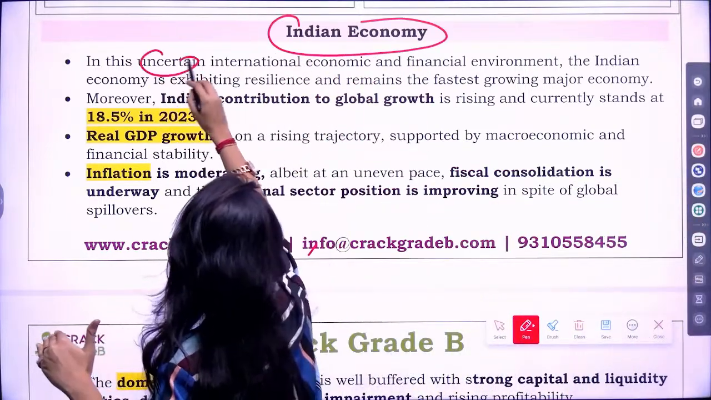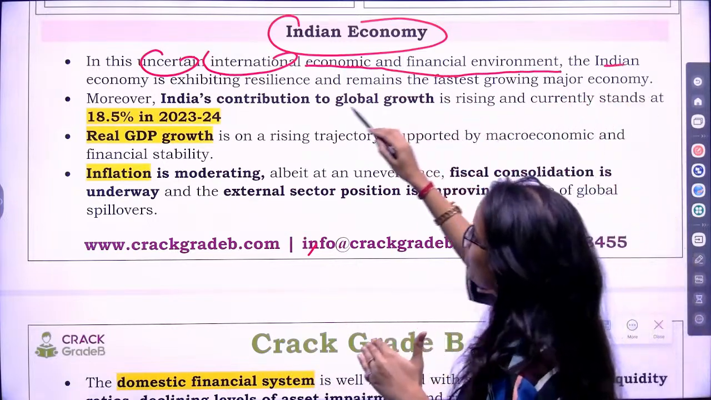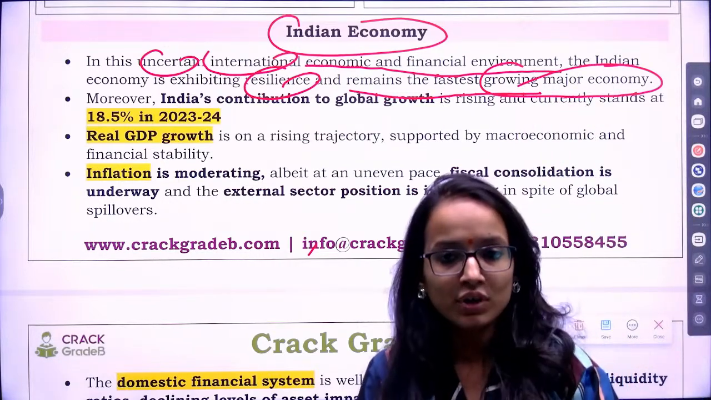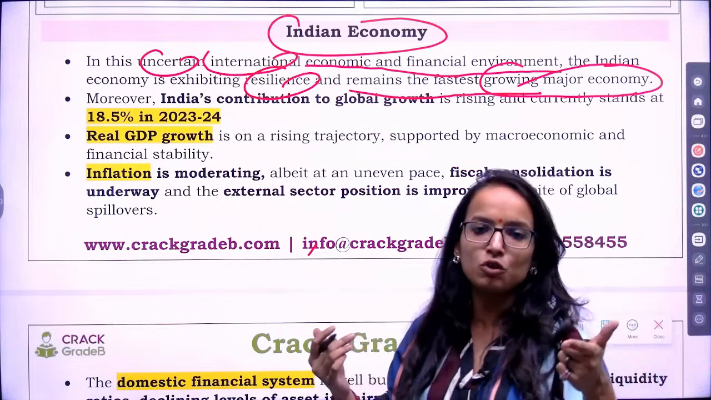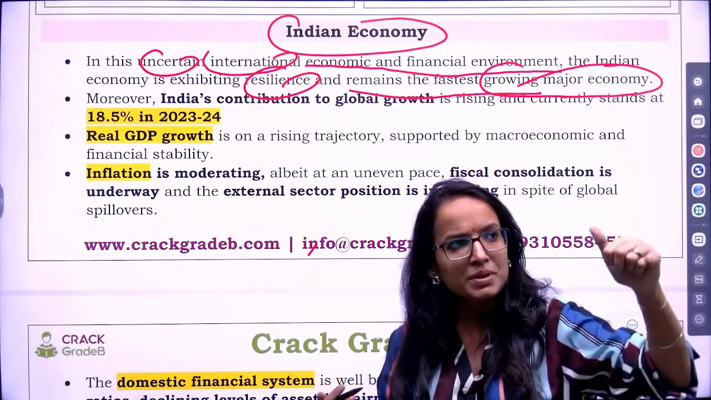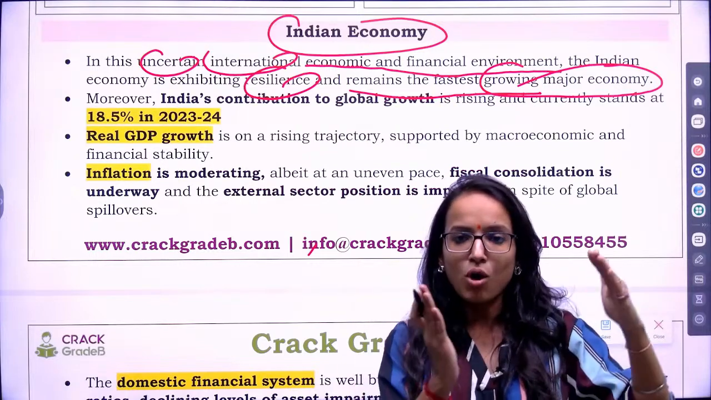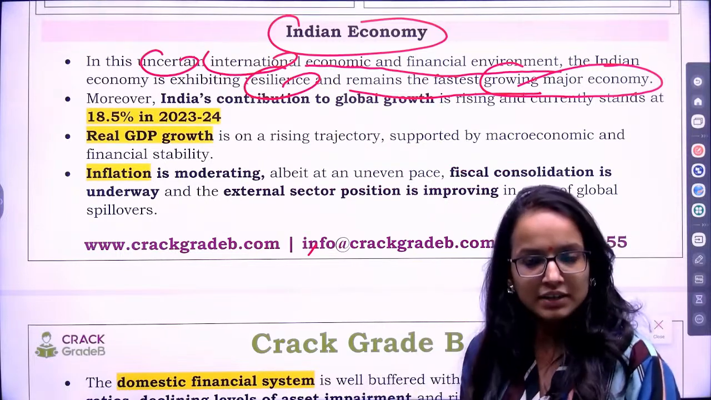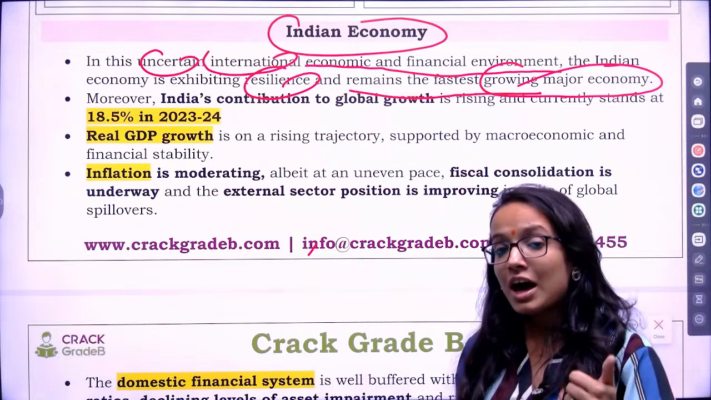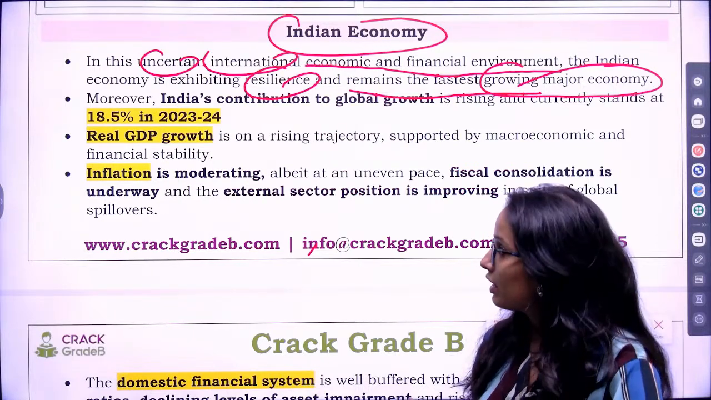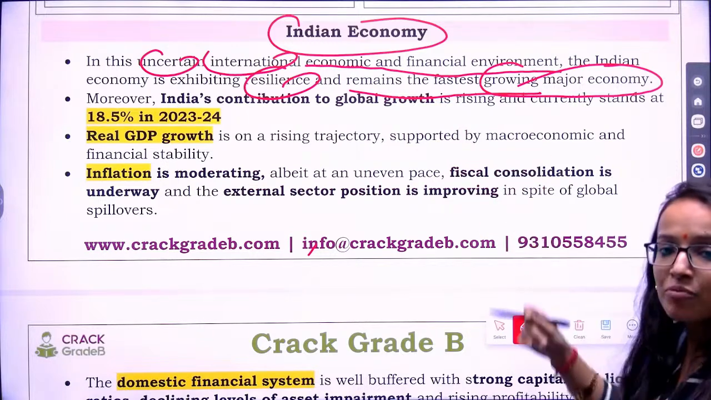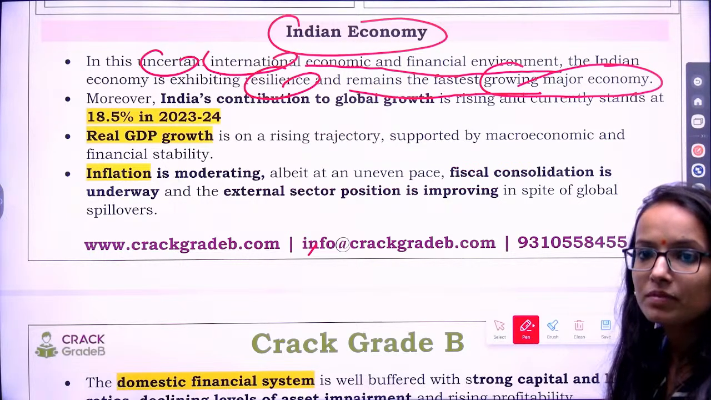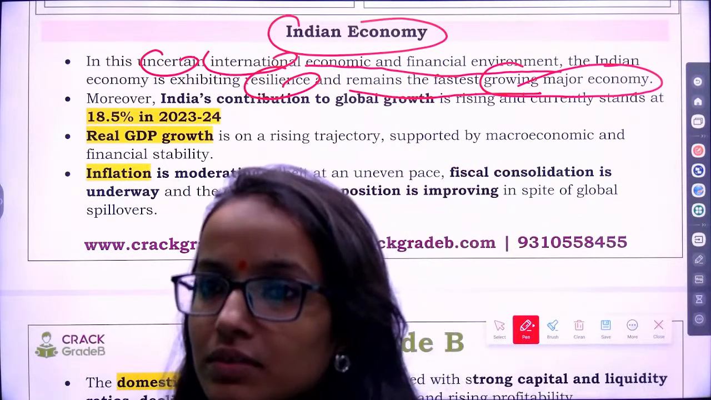In this uncertain international economic and financial environment, the Indian economy is exhibiting resilience and remains the fastest growing major economy. Now you already know from the RBI annual report that despite all these uncertainties at the global level, be it geopolitical tensions, rising inflation, rising fiscal deficit, or rising public debt, the Indian economy has been very resilient recently. Isn't it? Our macroeconomic and financial indicators are performing very well. So despite all these international uncertainties, we have been able to be one of the fastest growing major economies in the world.